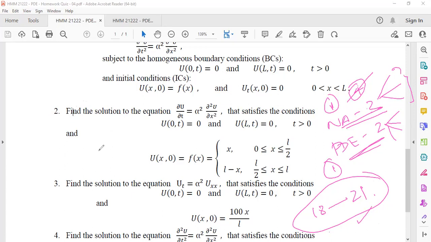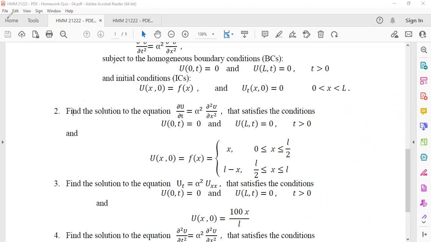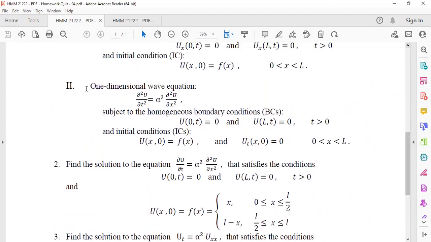I would like to teach you the wave equation, and then we can finish up. So let's go for this one, because I already told you the heat equation. So I will go for this one.